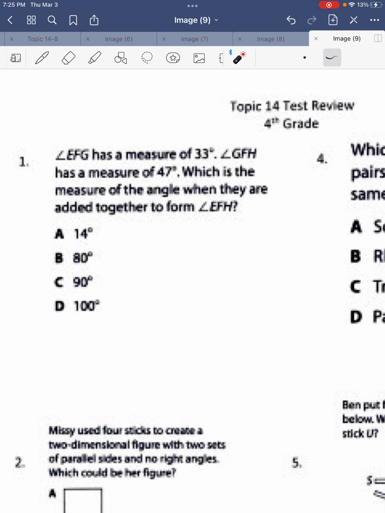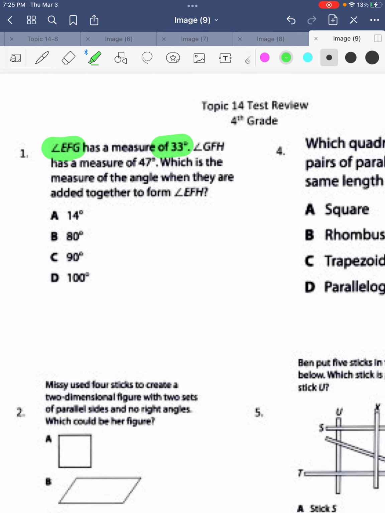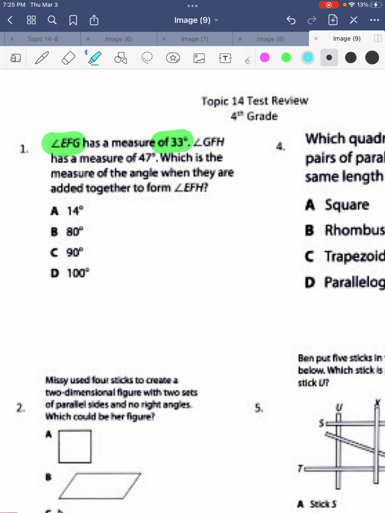Number 1 says angle, okay, remember this sign means angle. Angle EFG has a measure of 33 degrees. Okay, then it says angle GFH has a measure of 47 degrees. Then it's asking, which is the measure of the angles when they are added together to form EFH? Okay.